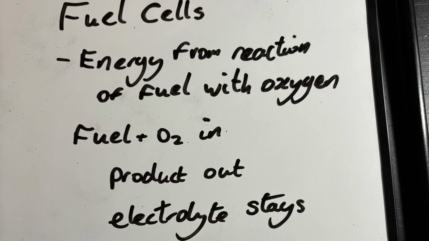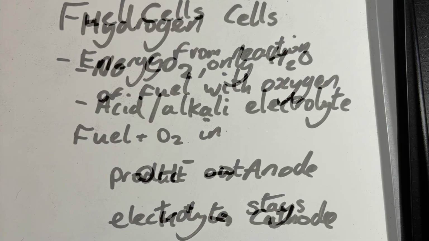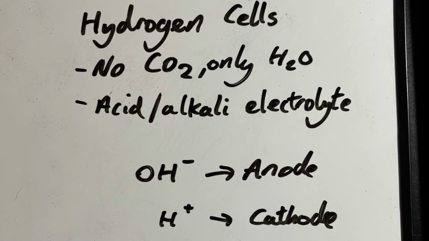Finally, fuel cells. They create energy from a reaction of fuel with oxygen. Fuel and oxygen go in, the product comes out, and the electrolyte stays in the cell. An example of this is hydrogen cells, which don't produce CO2, only H2O. And they either have an acid or an alkali electrolyte. OH- is produced at the anode and H+ ions are formed at the cathode.